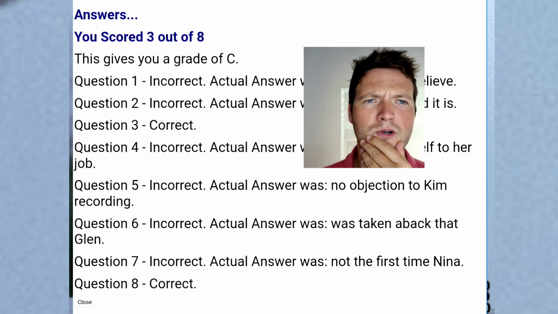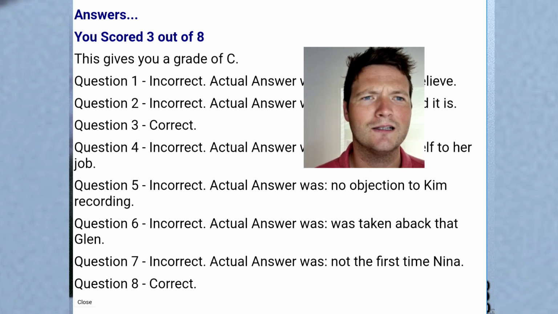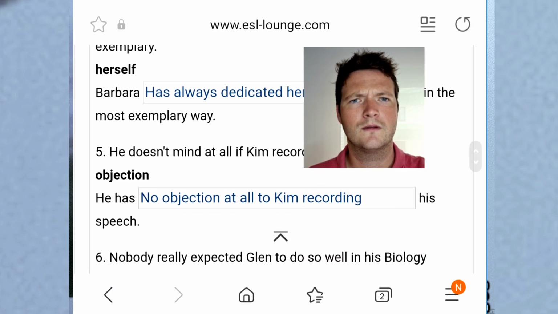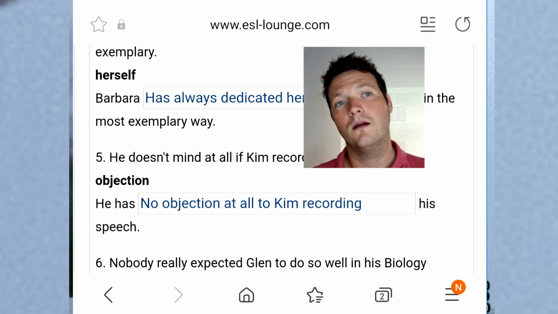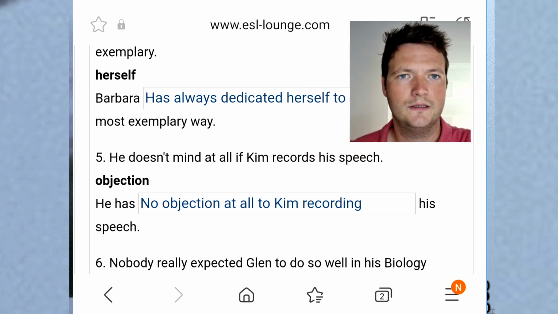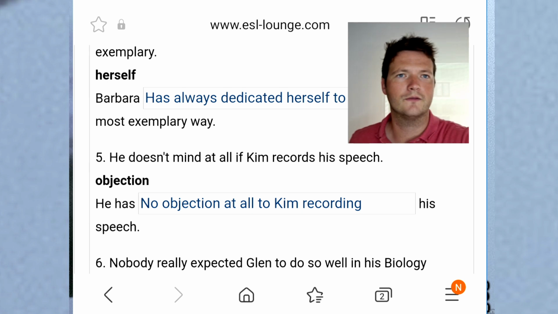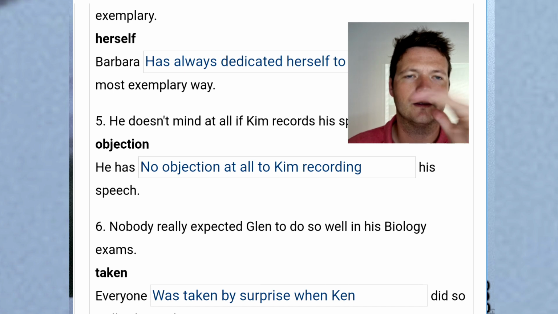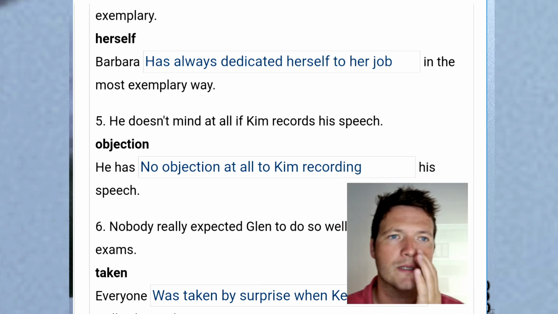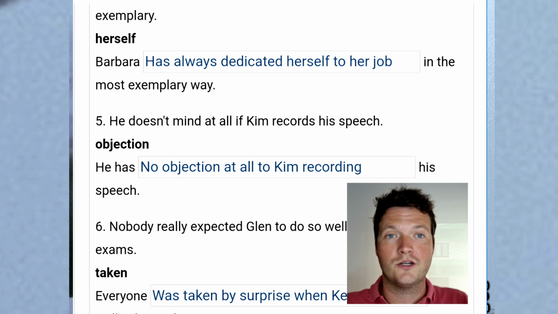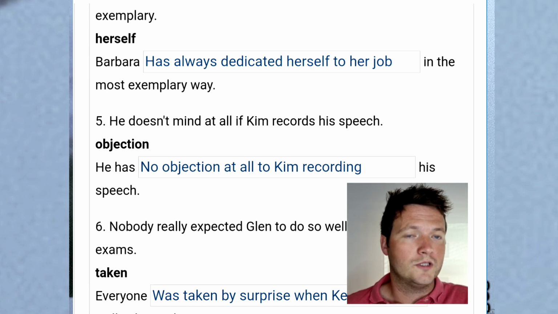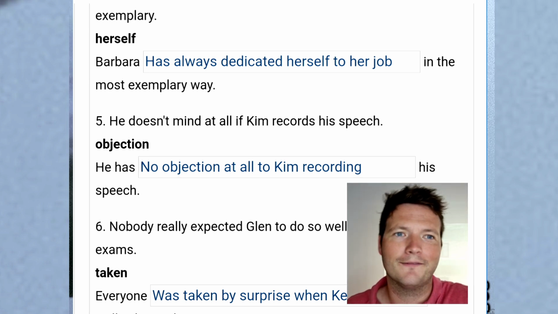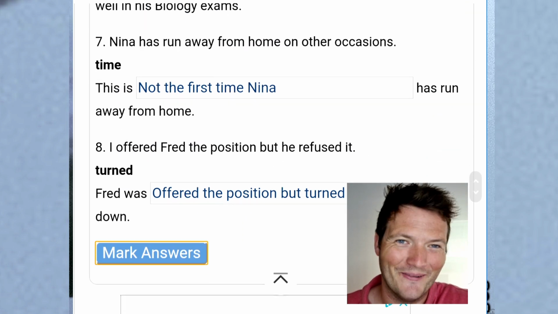"No objection to Kim recording." That's literally exactly what I said. "No objection at all." Again, I don't think that's an error. I think that's fine. I think you're just including more information. Are you saying no, you could say no objection at all or no objection whatsoever? Again, I think my answer's better. But okay.